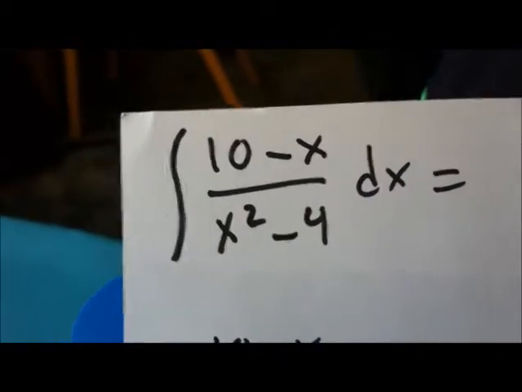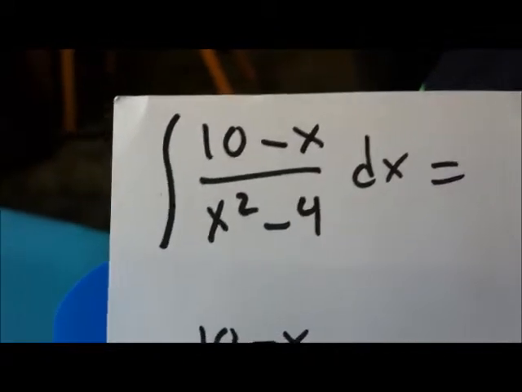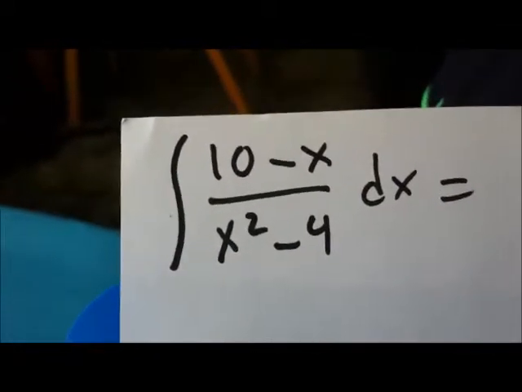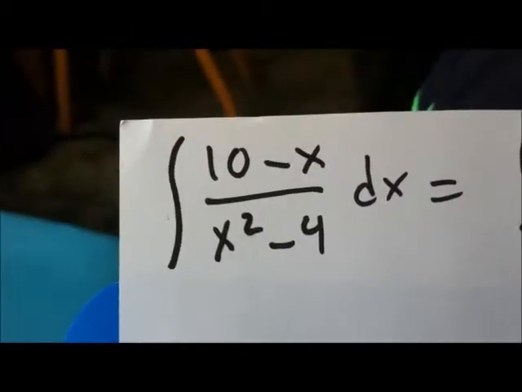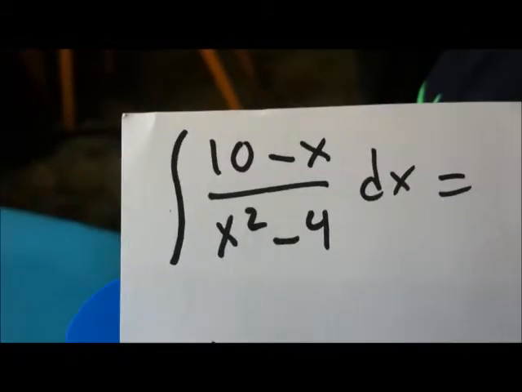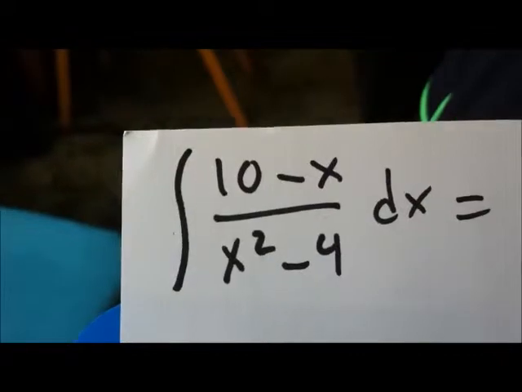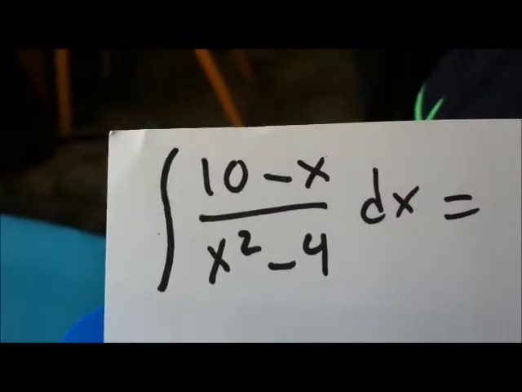The integral of (10 minus x) divided by (x squared minus 4) dx. How to do this? First of all, we can't use substitution or integration by parts or any of those easy integration methods. This is why we have to use integration using partial fractions.